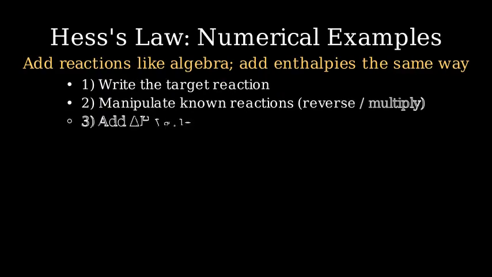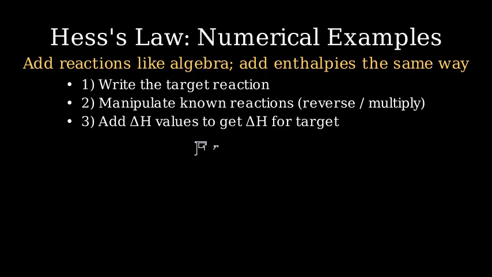Step 1, write the target reaction. Step 2, manipulate the known reactions until the reactants and products match the target. Step 3, add the delta H values, remembering to flip signs when reactions are reversed and to multiply when reactions are scaled. Example 1. Find delta H naught for the reaction.